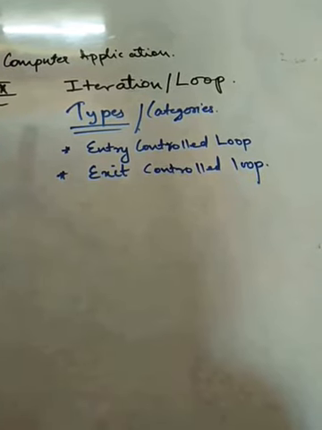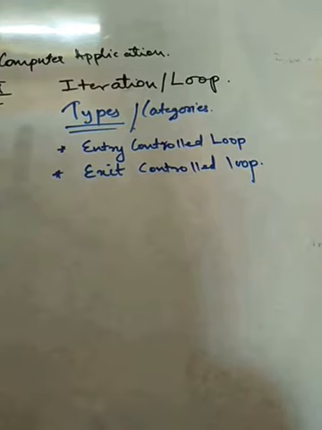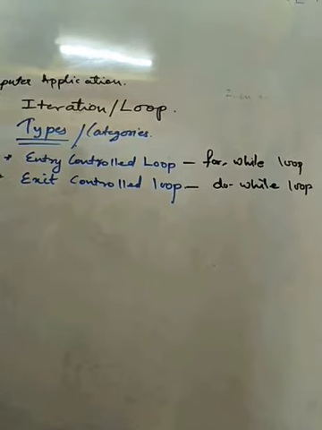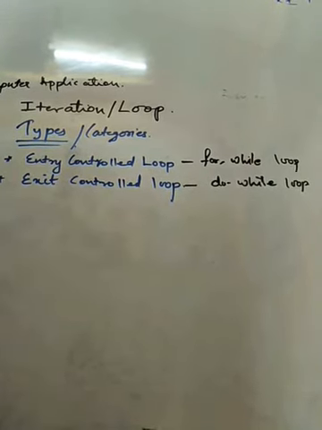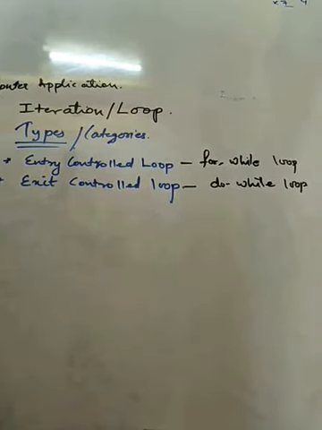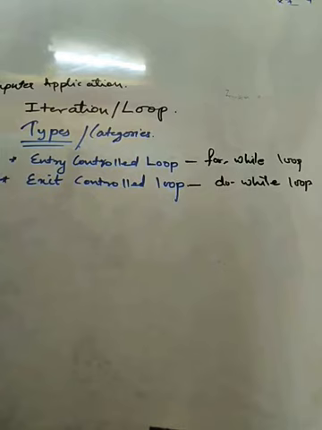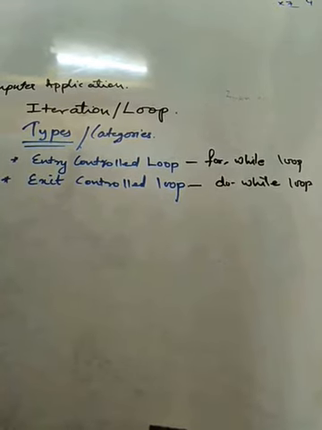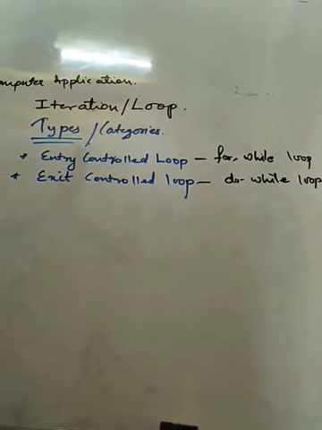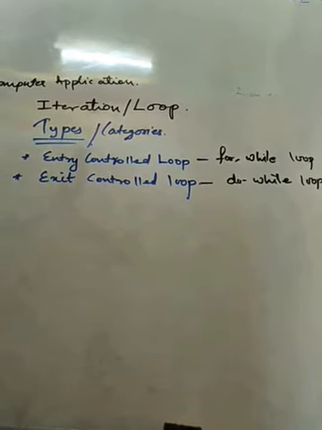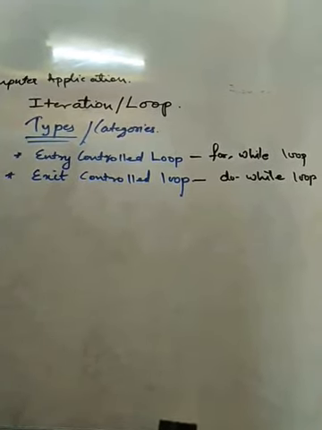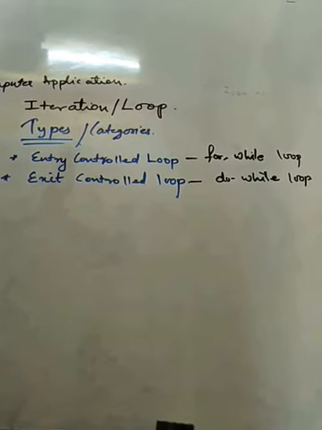Now, the for and while loops come under the entry control loop, and the do while loop comes under the exit control loop. These are the two categories of loop, and the constructs we have in loops are for, while and do while. There are three ways of writing a loop: for, while and do while. For and while follow the entry control loop, and do while follows the exit control loop.